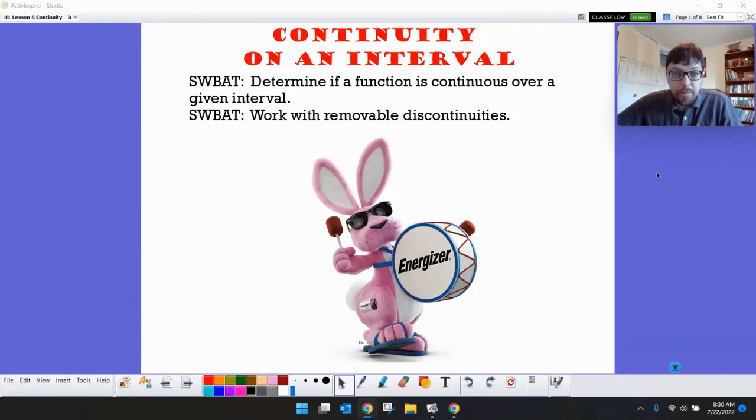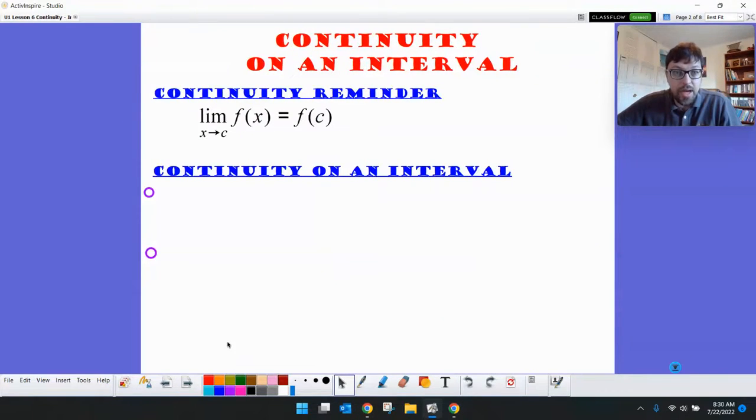Hello, in this video we're going to be talking about continuity over an interval and dealing with removable discontinuities. Now, quick reminder about continuity: we need to make sure that the limit as the function approaches a particular value is the same value that the function actually reaches. You still got to do that left-right check.